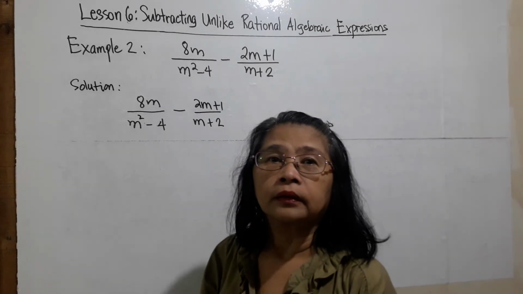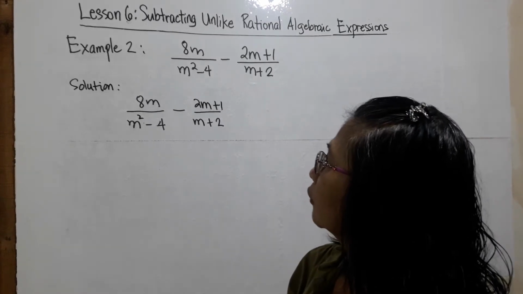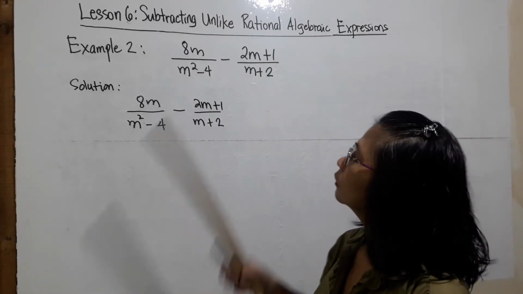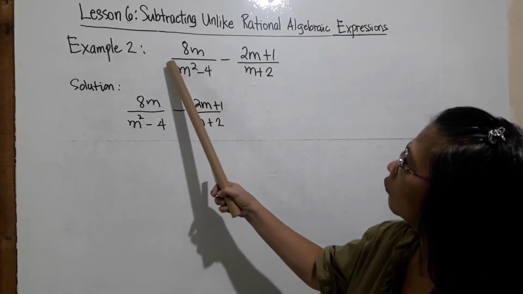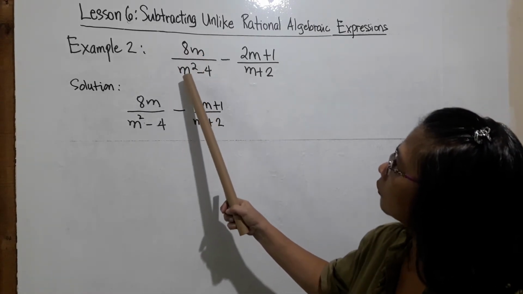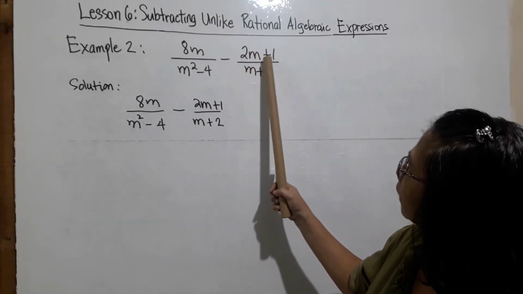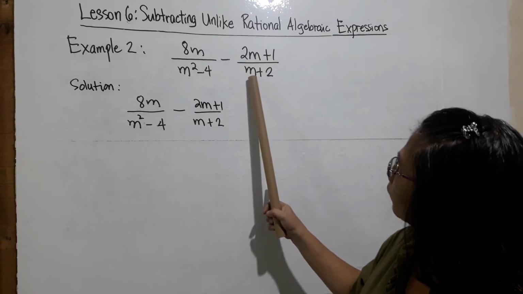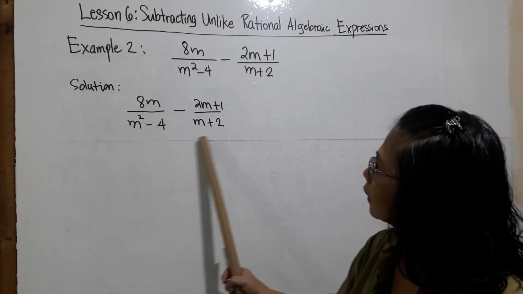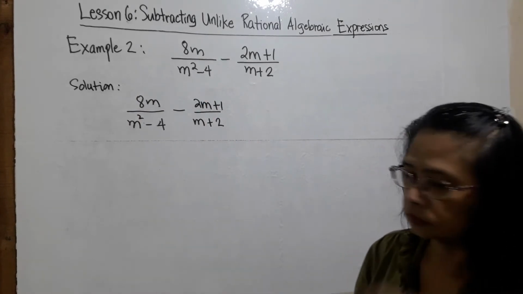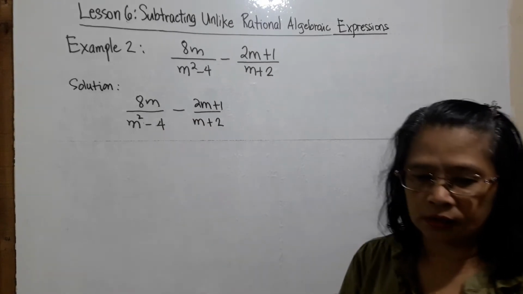Okay, let's have example number 2. We have 8m over m squared minus 4 minus 2m plus 1 over m plus 2. So I copied the given here as the first part of the solution. But as you can see, the denominators are not the same.